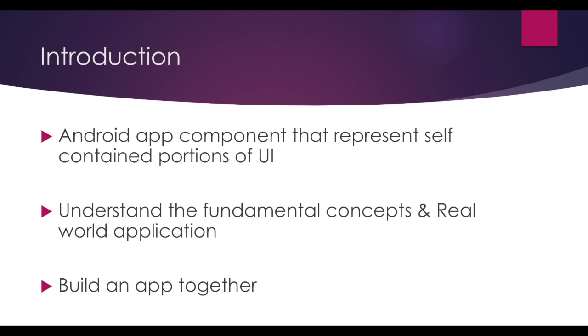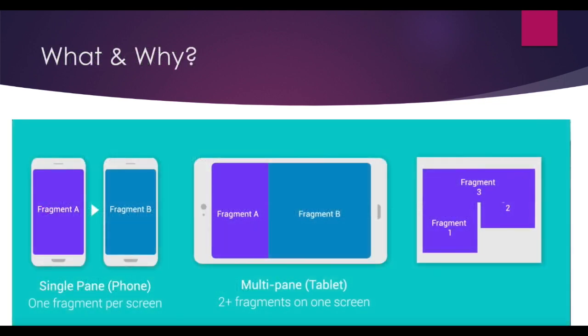Because fragments are self-contained, they have their own click events, they have their own life cycle. So that can be considered as one of the biggest advantages of having fragments. Because they have their own life cycle, they can be used across multiple activities very easily. So on screen right now, you can see that we have two different fragments used in a mobile app, and the same two fragments are used differently in a multi-pane or tablet app, right?